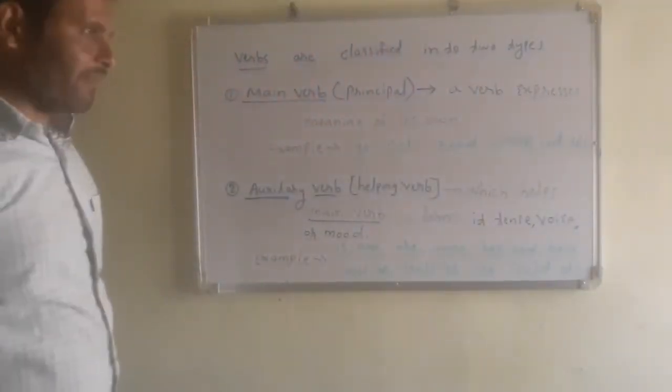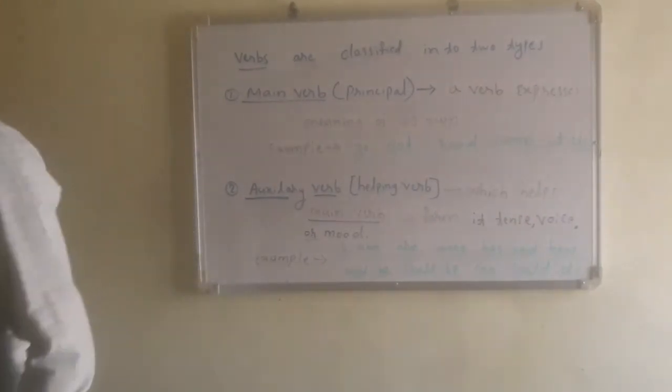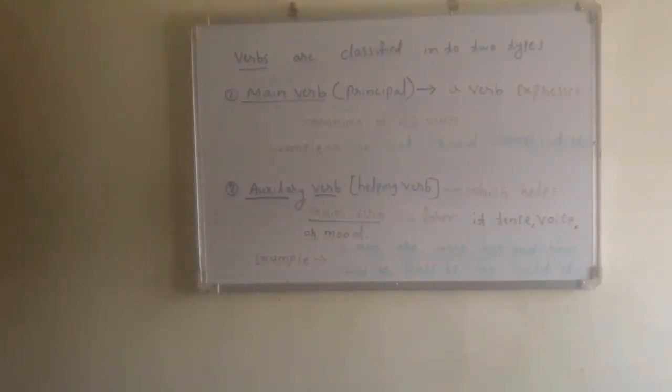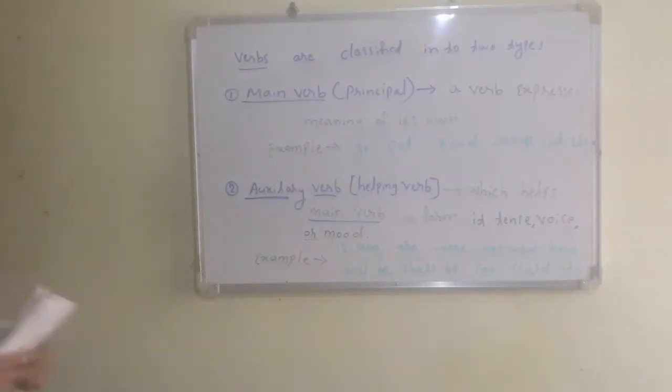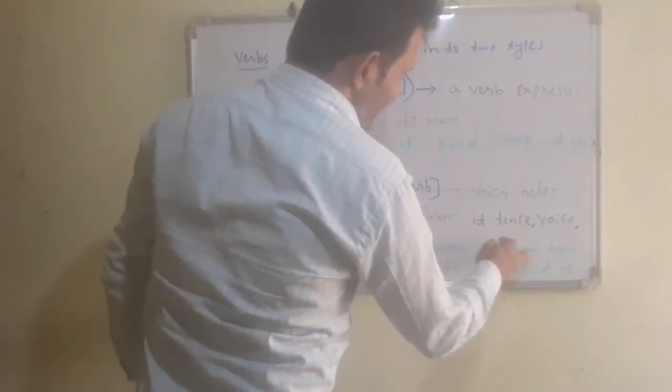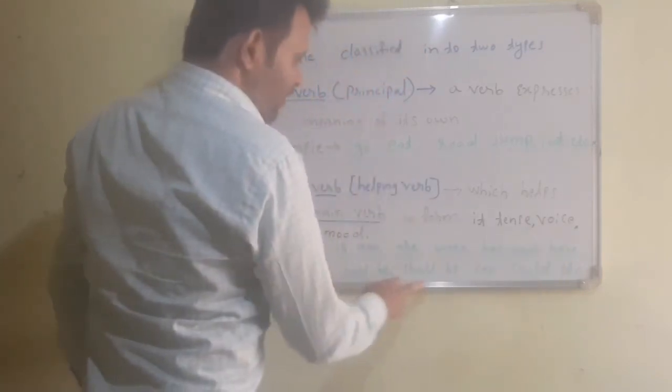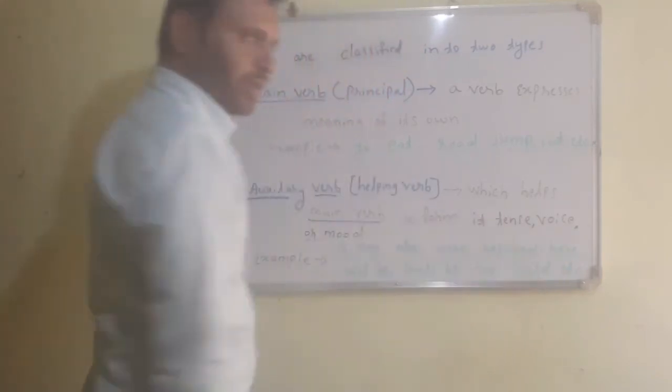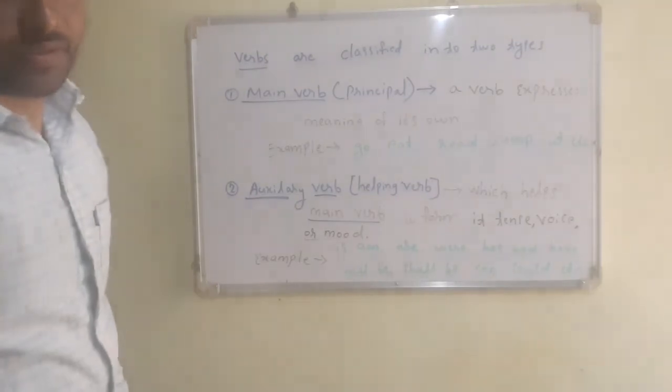These are examples of helping verbs. Once again, what are the helping verbs? Is, am, are, were, has, had, have, will be, shall be, can, could. These are helping verbs.